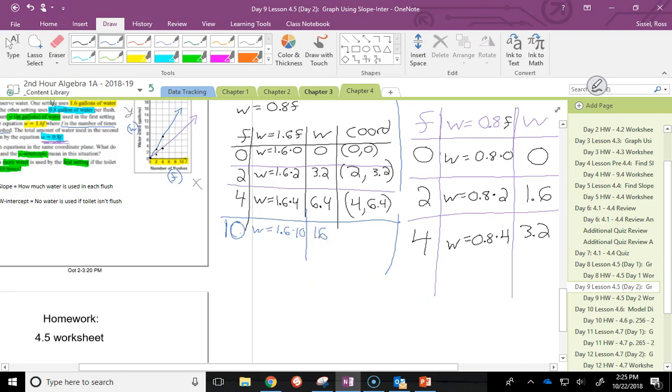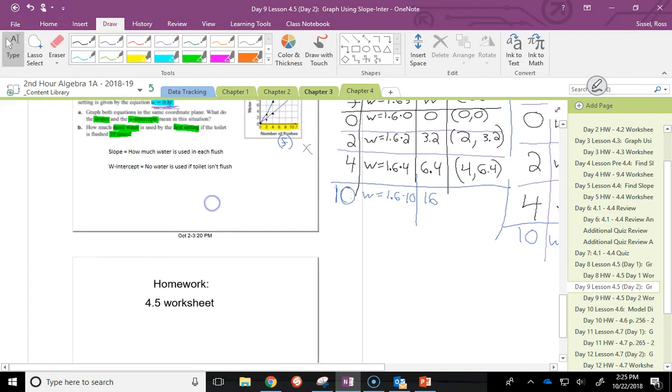I'd use 16. So that's telling me I'm going to use 16 gallons in my first flush setting. If I go over here and I put 10 in, I use 0.8 gallons per flush, and I'm doing it 10 times. And I'm going to use 8 gallons. So how much more water? I would have 16 minus 8, which is 8.